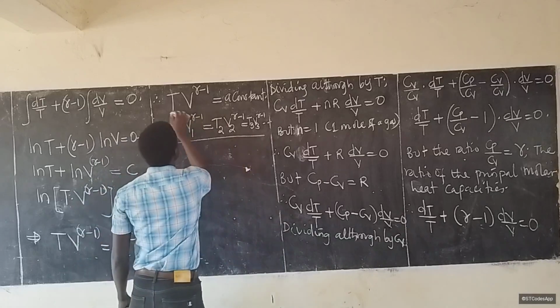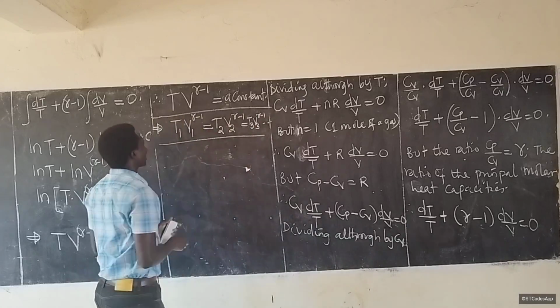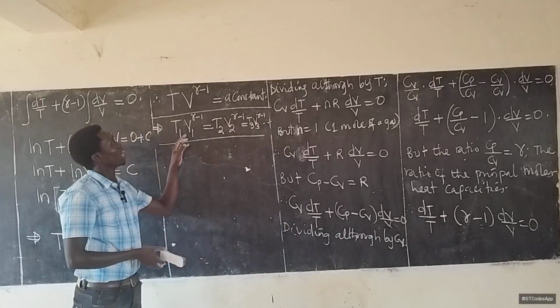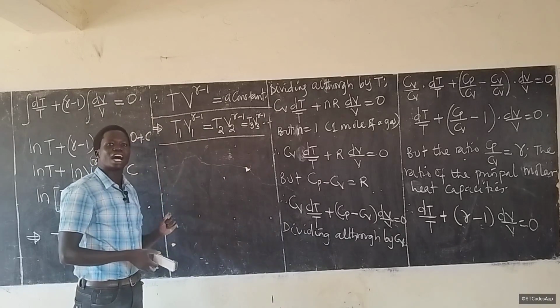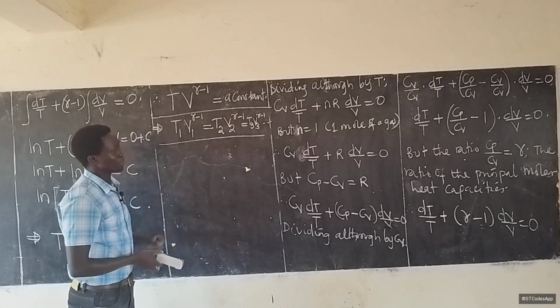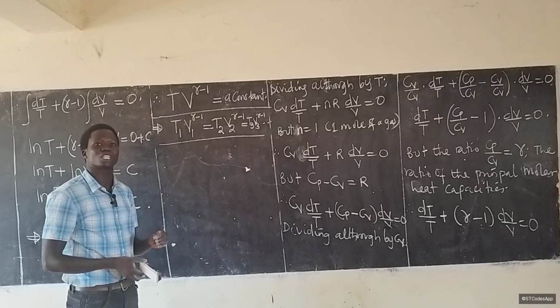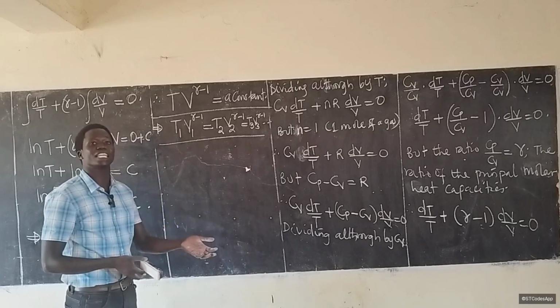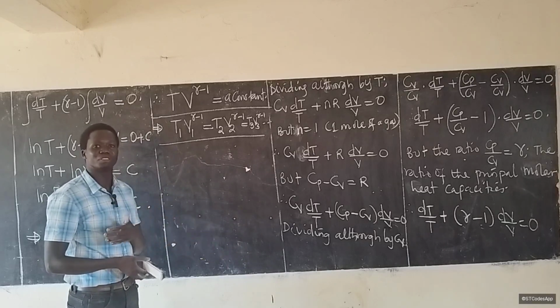So this is the relationship that is linking temperature and volume for an adiabatic process, a process where there is no heat allowed in and no heat is allowed to leave the system.